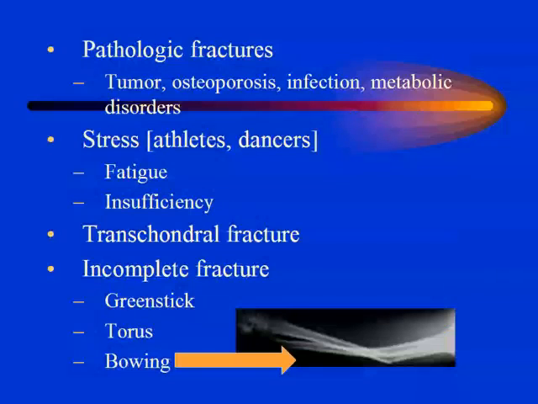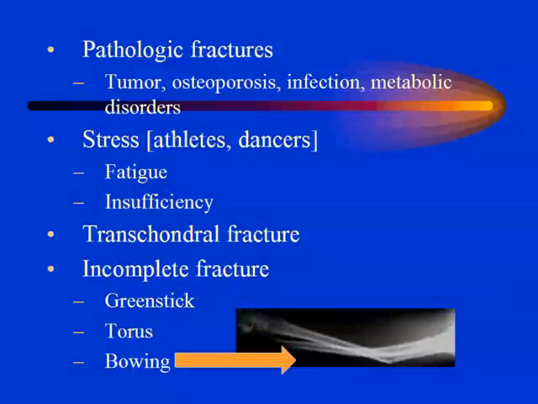A stress fracture occurs with athletes or dancers, and here it's normal or abnormal bone that's exposed to a repeated insult. Stress fracture can be due to fatigue, and this is because of repeated stress on normal bone, and it ends up that the muscle strength exceeds the bone growth. If you change your exercise program, this will occur, a fatigue or stress fracture. The same if you change your dance program or as an athlete.